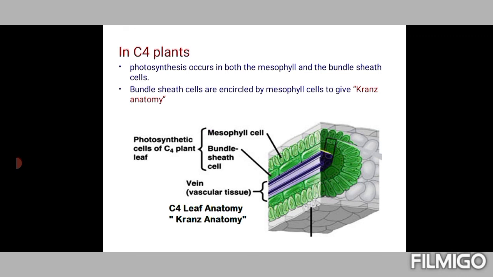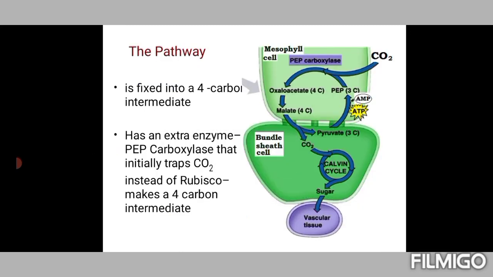So the C4 plants, what the plant does is that the carbon dioxide received is actually received by phosphoenolpyruvate in mesophyll cell, PEP, which is a 3-carbon compound. And it gets converted to oxaloacetate, which is a 4-carbon compound. You can guess that this is why the C4 pathway is called the C4 pathway, because the first stable product of this pathway is a 4-carbon compound, namely oxaloacetate.